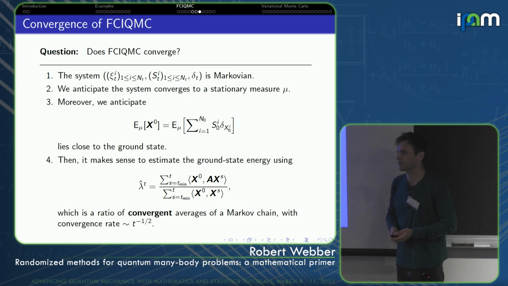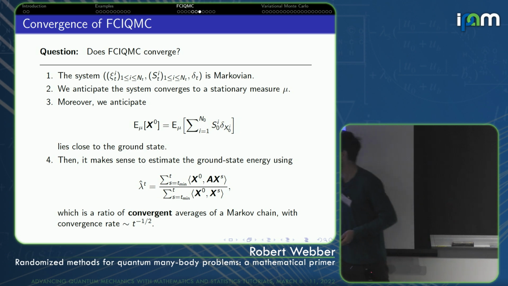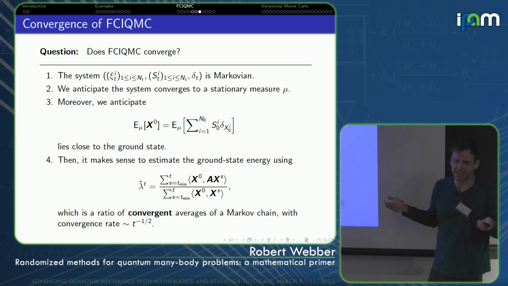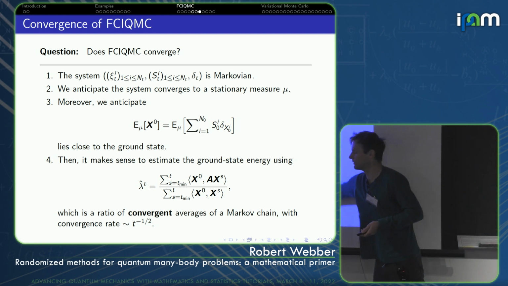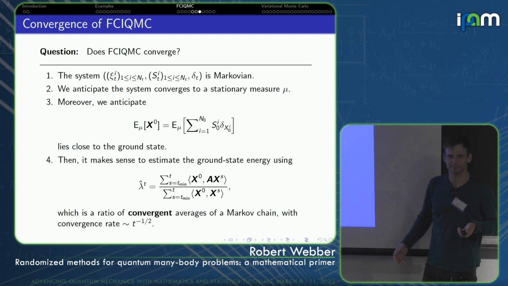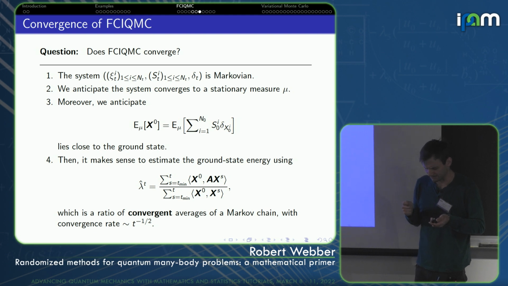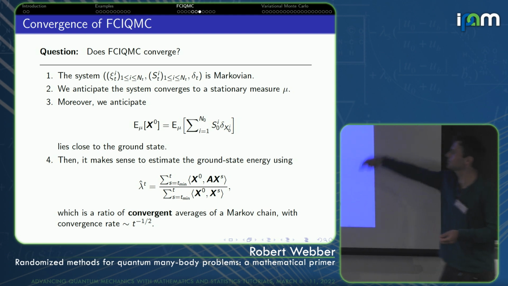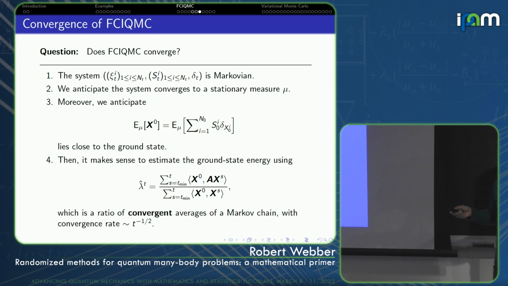Generically, Markov chain Monte Carlo schemes give you empirical averages that converge at a rate t to the negative a half. When you take the ratio of two such averages, you could see, for example, by a power series expansion, that it's also going to be t to the negative a half. And that lines up very well with the empirical results. This is all complicated, though. I do want to introduce one alternative.